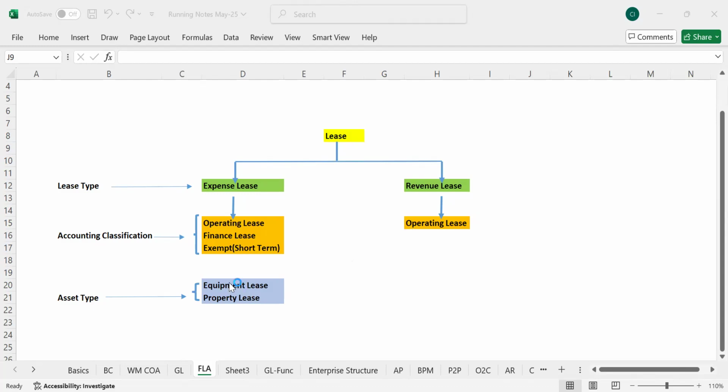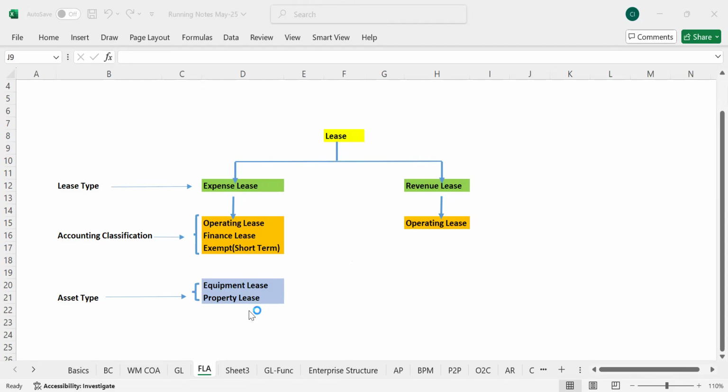Okay. And coming to asset type, what is asset type? This is for expense lease only. We have two choices. While creating an expense lease, we need to either select equipment lease or property lease, depending on the lease which is being created.